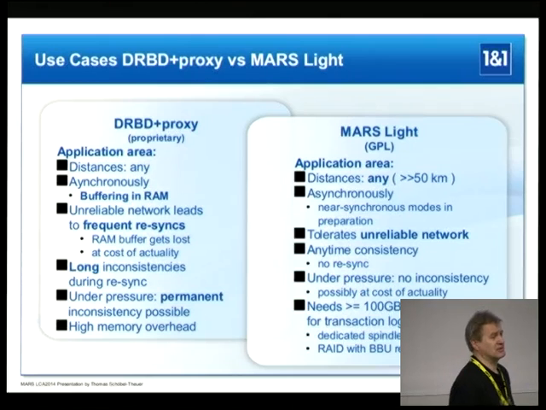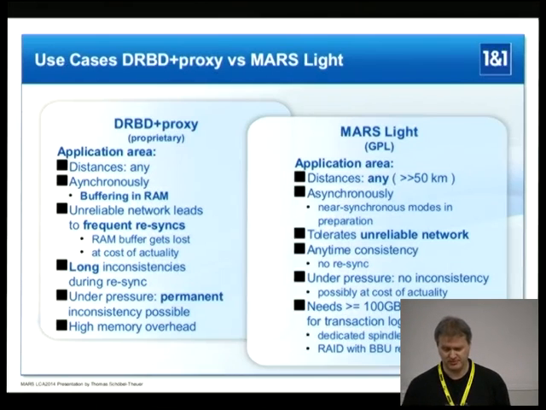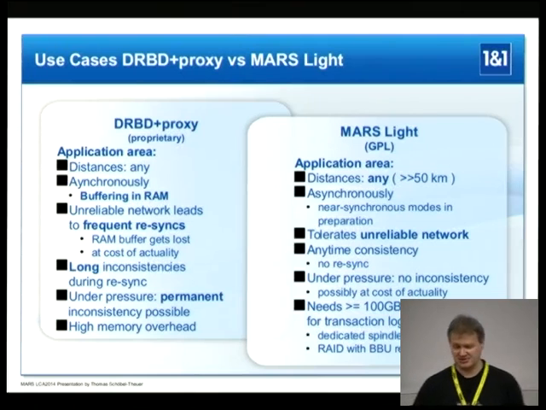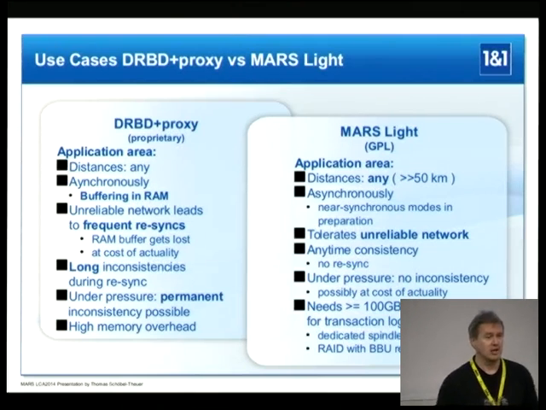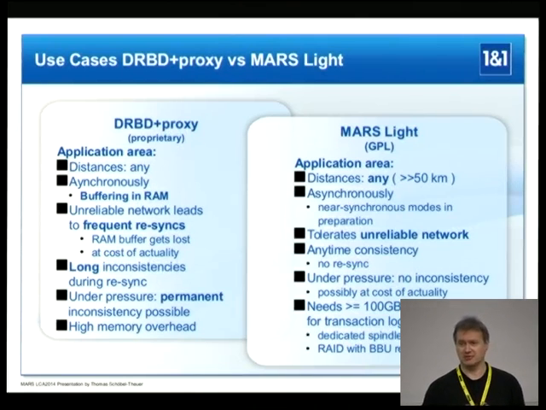Well, the second use case: you can buy a proprietary edition called Proxy from Linbit, the maker of DRBD, and then you can also replicate over long distances, but the main drawback is buffering in RAM. The buffer is not on a file system or on stable storage, it's in RAM. And if this RAM buffer gets lost, for example, if you have a network problem, then the buffer is killed.